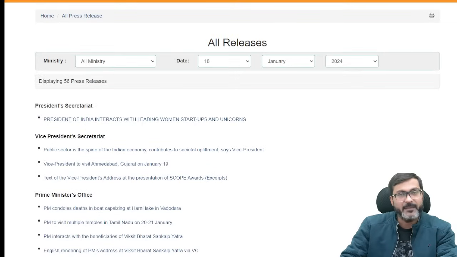So first, in every PIB release, there is a release from the President's Secretariat, which is not very important for the examination. For example, here you can see: President of India interacts with leading women startups and unicorns. No need to go through it.